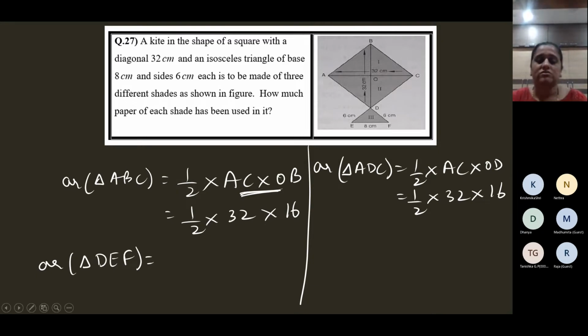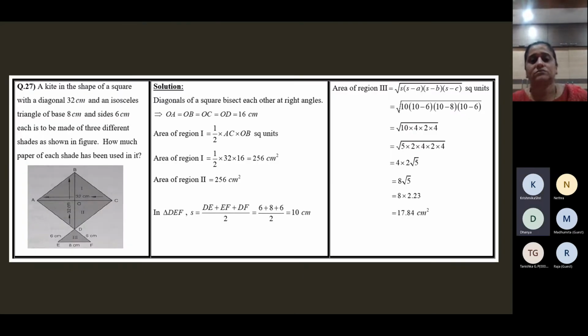So like this, children, you can find the area. They are not asking you to find the area of the paper used in the whole kite. They want you to find the area of region 1 separately, 2 separately, 3 separately, and we found that here. Understand, children? Yes, ma'am. Take a picture. Taken, ma'am.